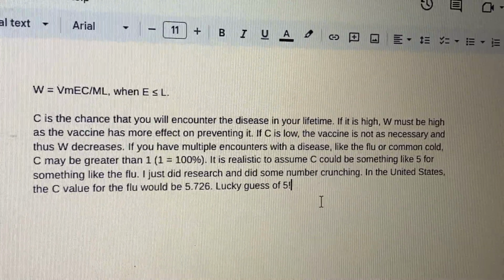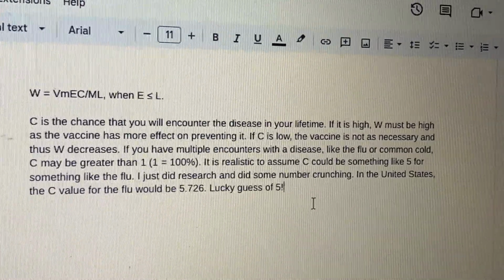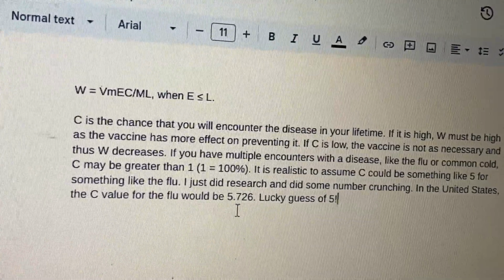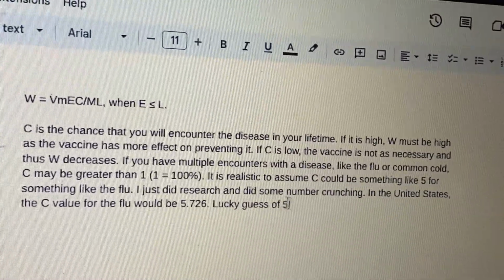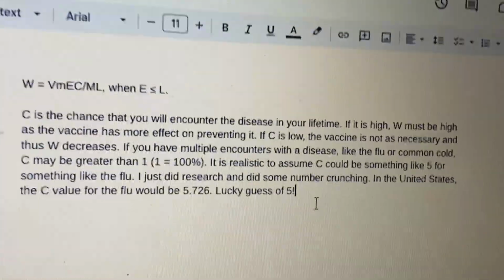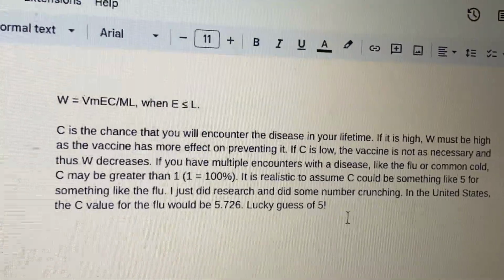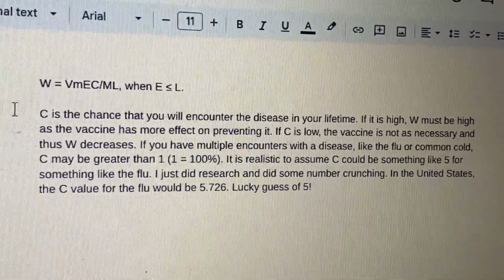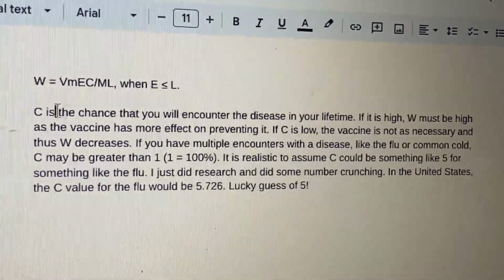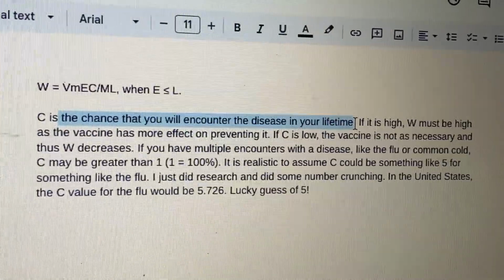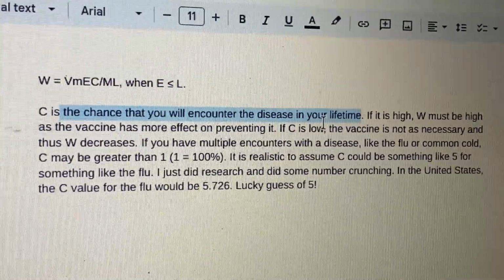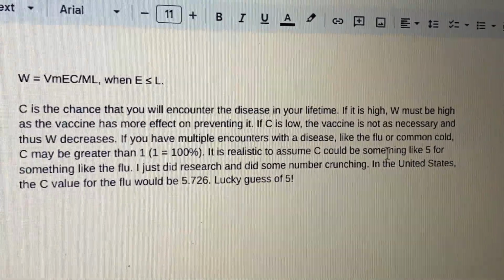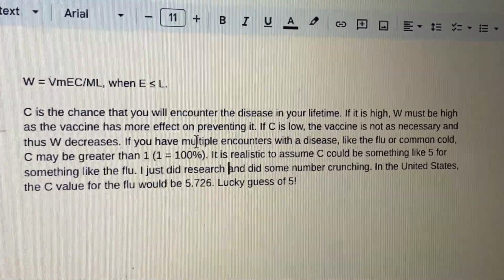If you have multiple encounters with a disease, like the flu or common cold, C may be greater than 1, where 1 equals 100%. It is realistic to assume C could be something like 5 for something like the flu, because you get it multiple times. So your chance is going to be more than 100%. The chance that you will encounter the disease in your lifetime is going to be more than 100% if you get it more than 1 time.